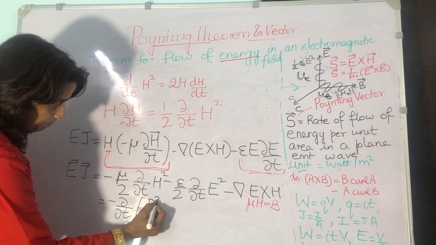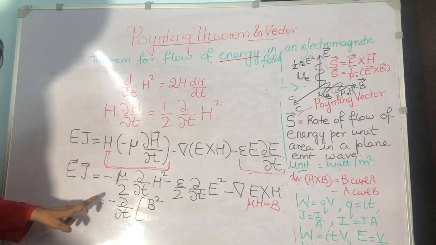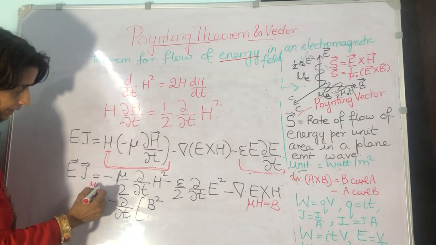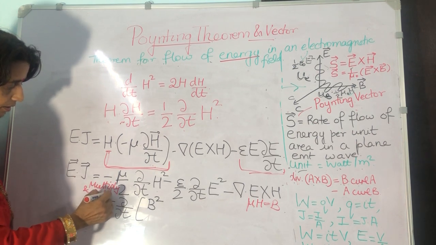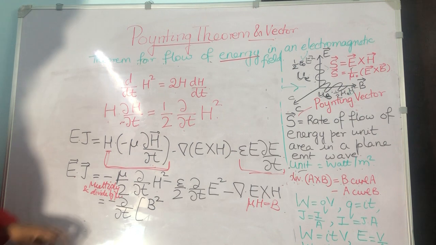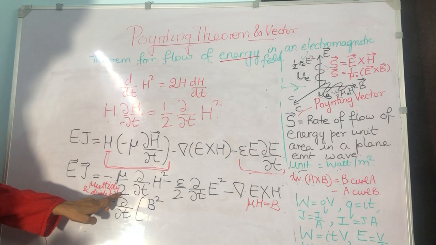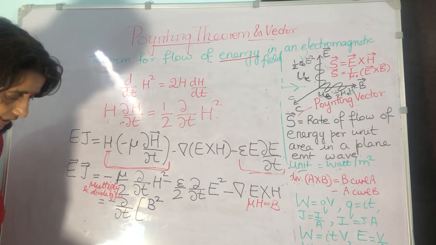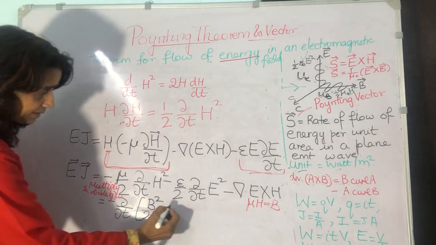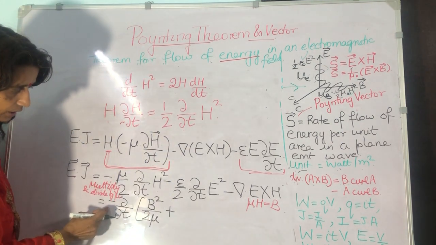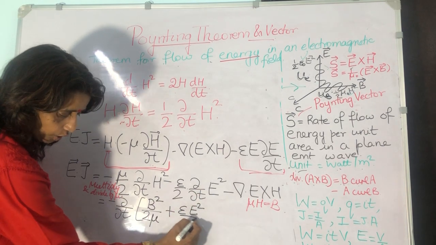So this becomes B square, and multiply and divide this by mu. When you do this, this becomes mu square H square, so this becomes B square upon 2 mu. This is just a simple trick that has been done. The minus sign has been taken out common. Plus epsilon E square upon 2.